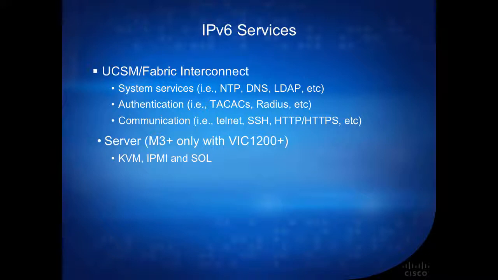If you do authentication to a TACACS or RADIUS service, and those TACACS and RADIUS servers have IPv6 addresses, you can also enable IPv6 on the UCS side. Firmware upgrades, where you pull the images from an FTP server or an HTTP server, can be done as well with an IPv6 address. So the point is that with IPv6 enablement on UCSM, these services become available as well. There is no feature disparity between v4 and v6. Everything you're accustomed to with v4 is now available with v6. On the server side, if you use KVM, IPMI, SOL, these services will also be available through IPv6.